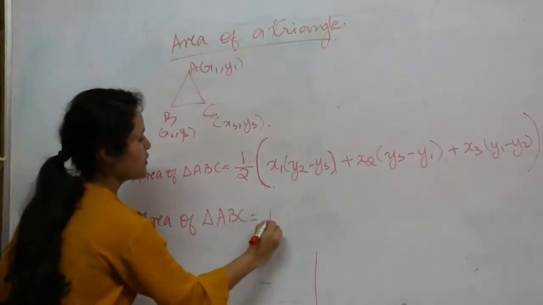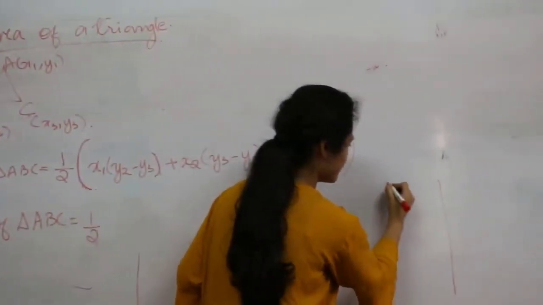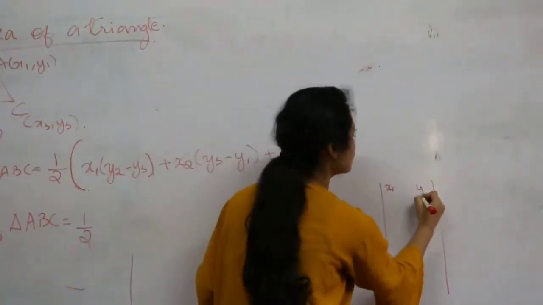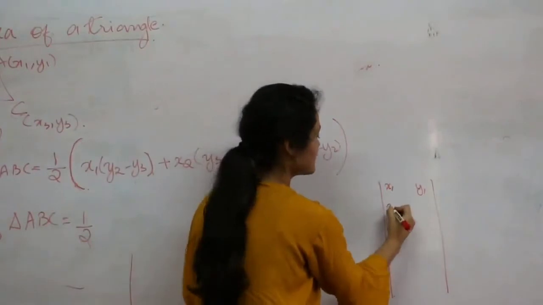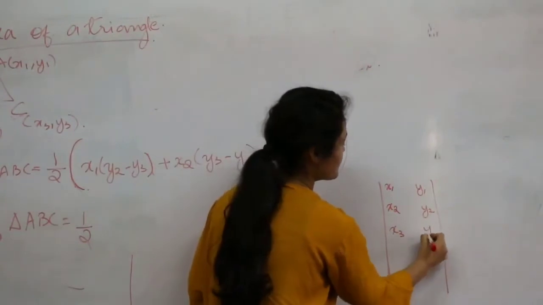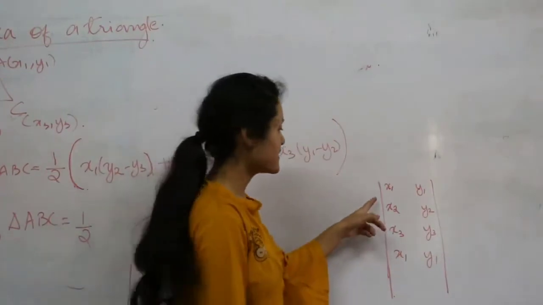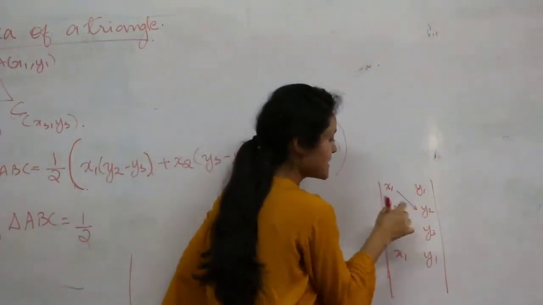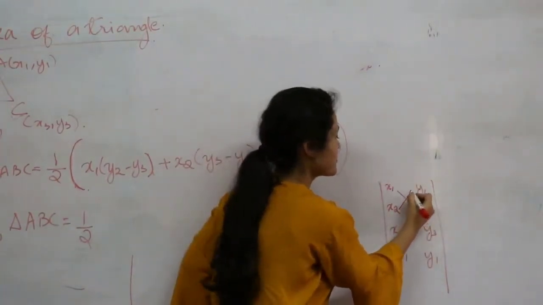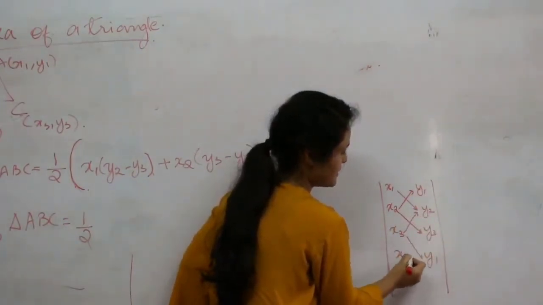For this next one, I'll draw something here. If you do this one, you don't need to memorize the formula. We just write here x1, y1, then x2, y2, then x3, y3, then again x1, y1. So how do we do this? First, I'll just draw an arrow here. That means this arrow indicates that we multiply x1 and y2. I'll show you the formula.